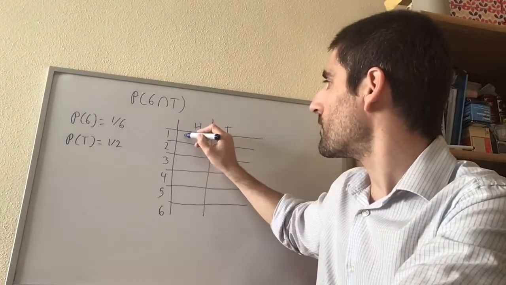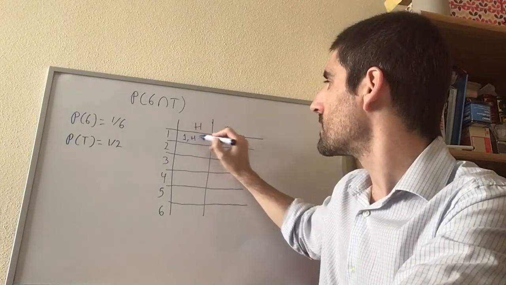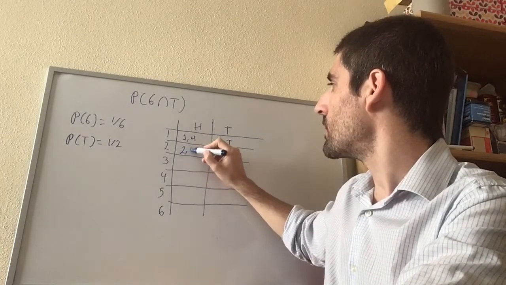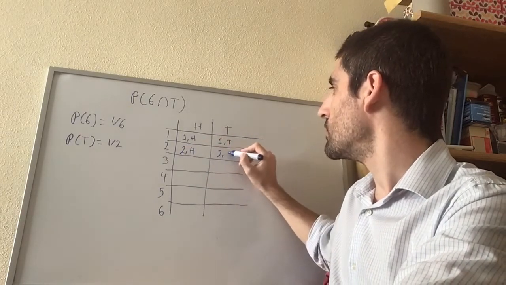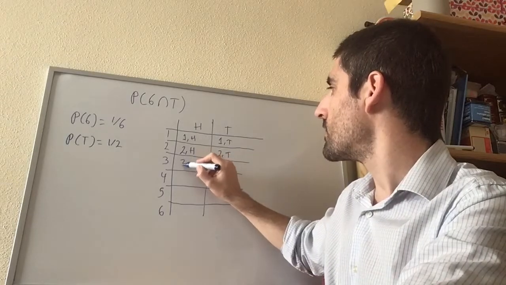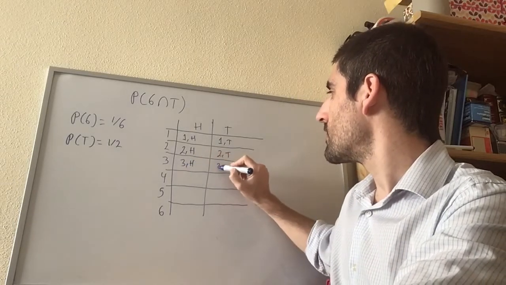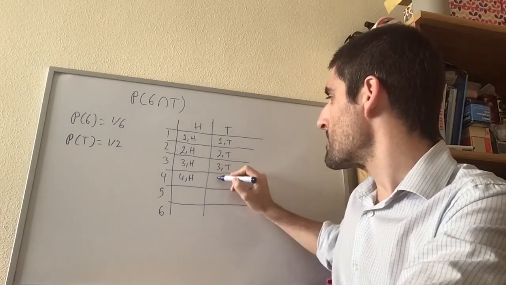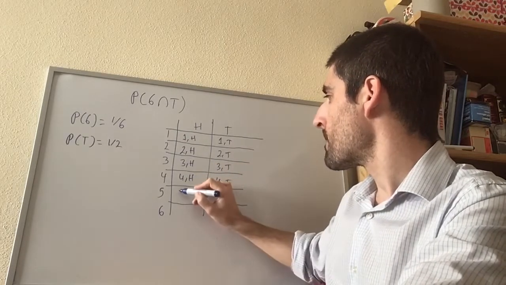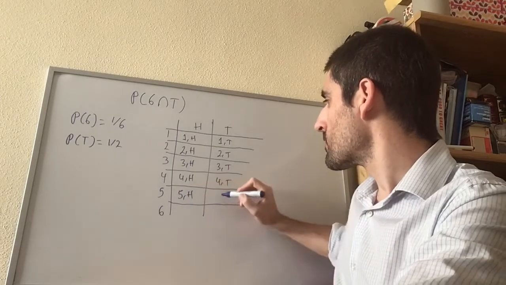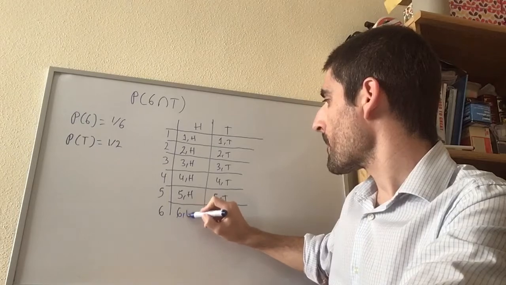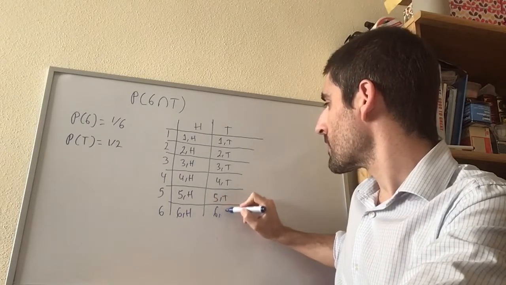And I'm going to list out all the possible outcomes. So I could either get 1 and heads or 1 and tails, 2 and heads or 2 and tails, 3 and heads, 3 and tails. You get the idea. Okay.